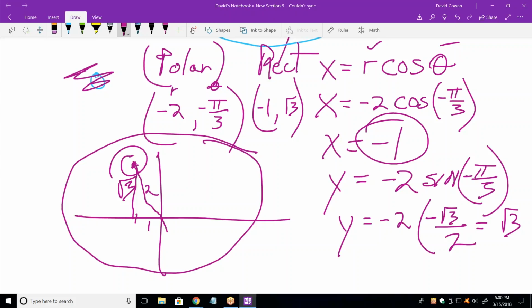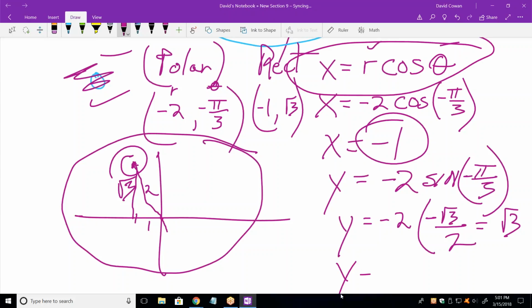So when you're going from polar to rectangular, it's really easy. You just use those two equations, x equals r cosine of theta and y equals r sine of theta, because you have theta and you have r. Going from rectangular to polar is a little more difficult. That's where you have to figure out theta first.